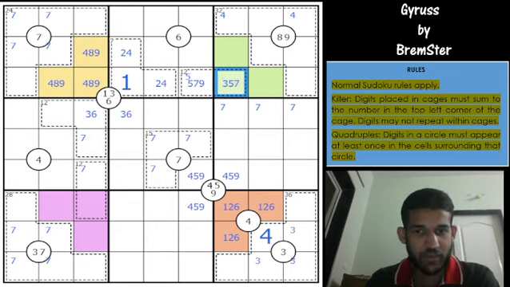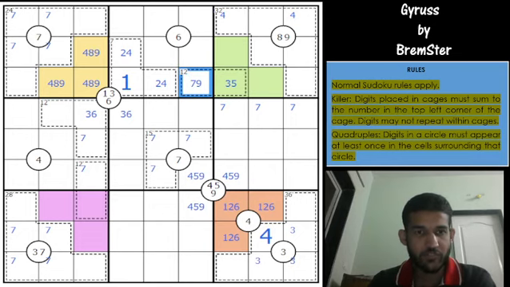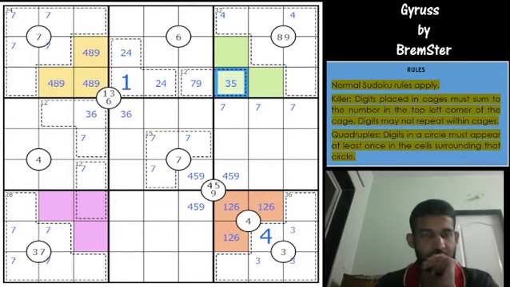So I eliminate a 7 from that cell. So this is not a 5. That becomes 7 and 9 and 3 and 5.